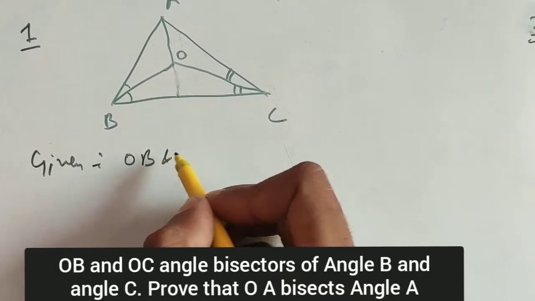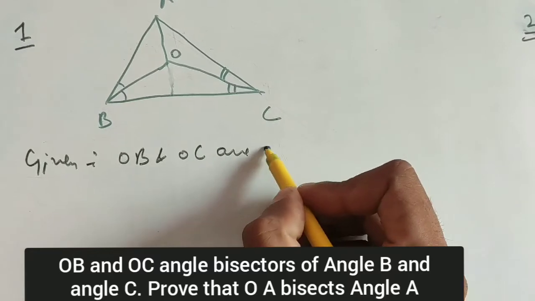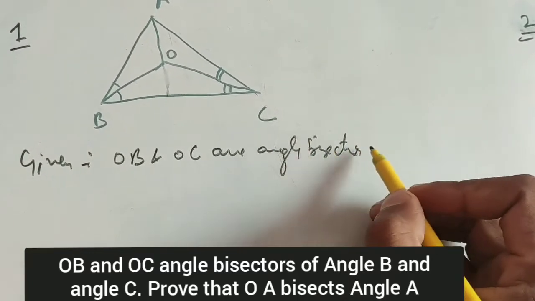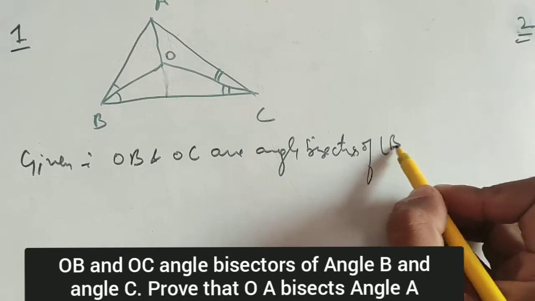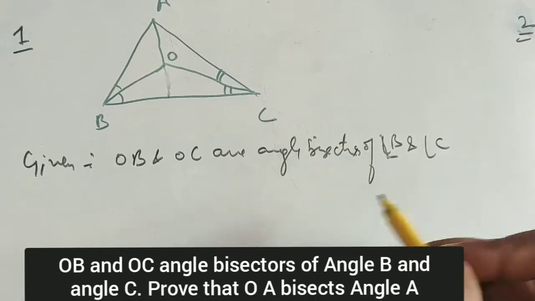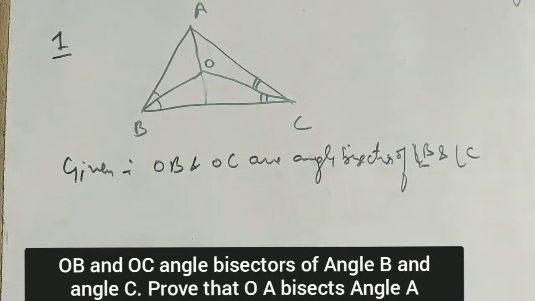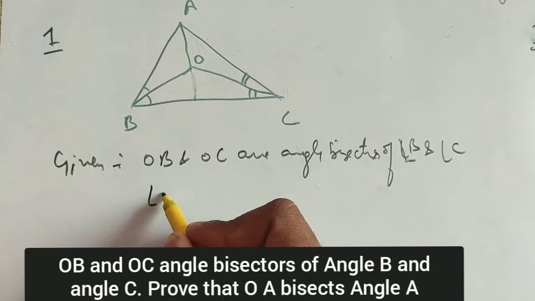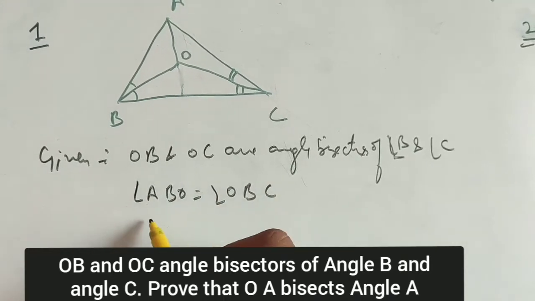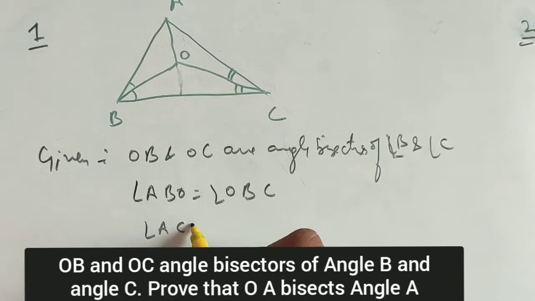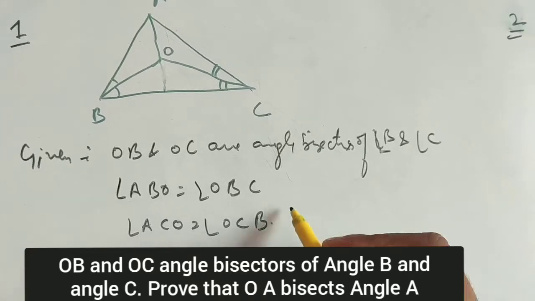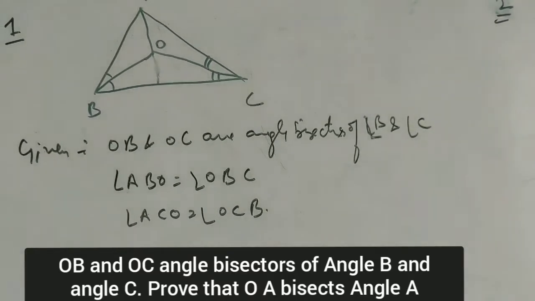OB and OC are angle bisectors of angle B and angle C. This is the symbol for angle B and angle C. You can also write it as angle ABO will be equal to angle OBC and angle ACO will be equal to angle OCB. Write this. We can also mention this.